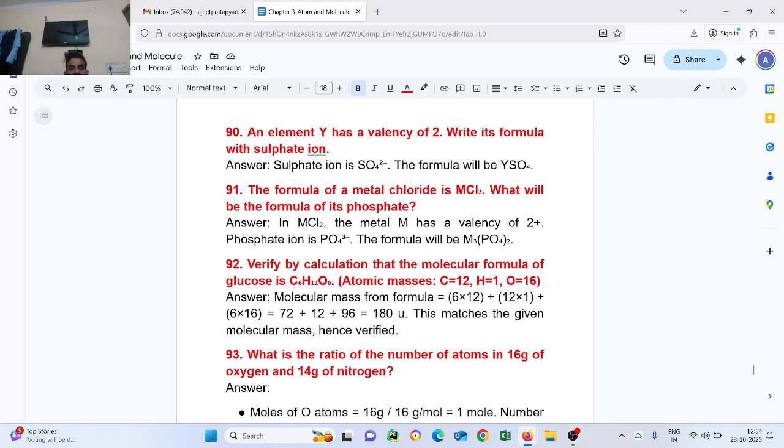Question number 92. Verify the calculation that the molecular formula of glucose is C6H12O6. Atomic mass of carbon is 12, hydrogen is 1, oxygen is 16. Molecular mass from formula: 6 multiplied by 12 plus 12 multiplied by 1 plus 6 multiplied by 16, equal to 72 plus 12 plus 96, equal to 180. This matches the given molecular mass, hence verified.